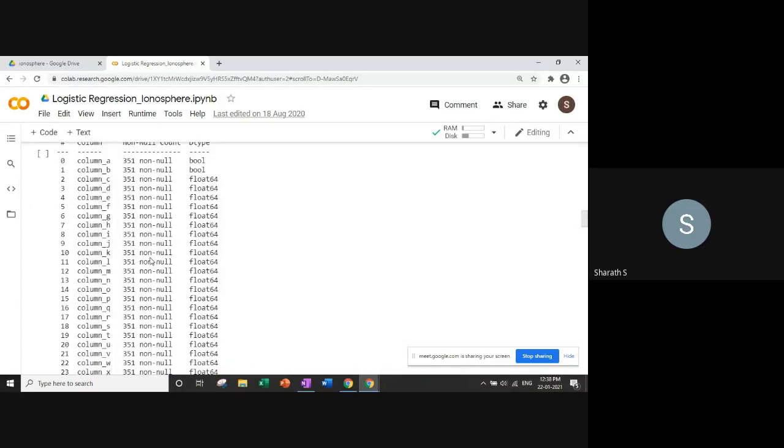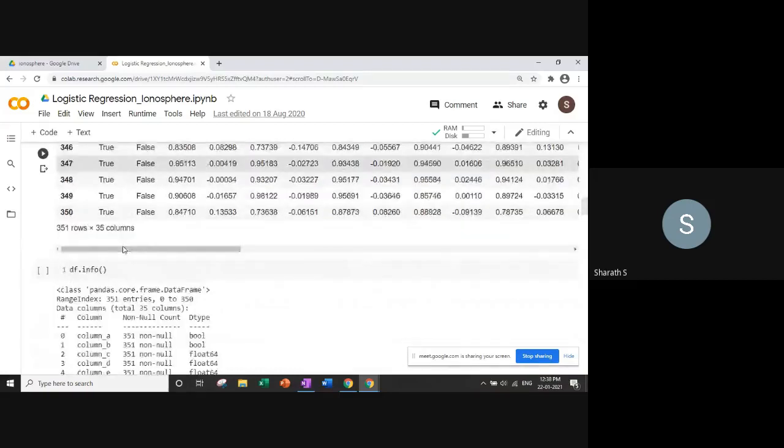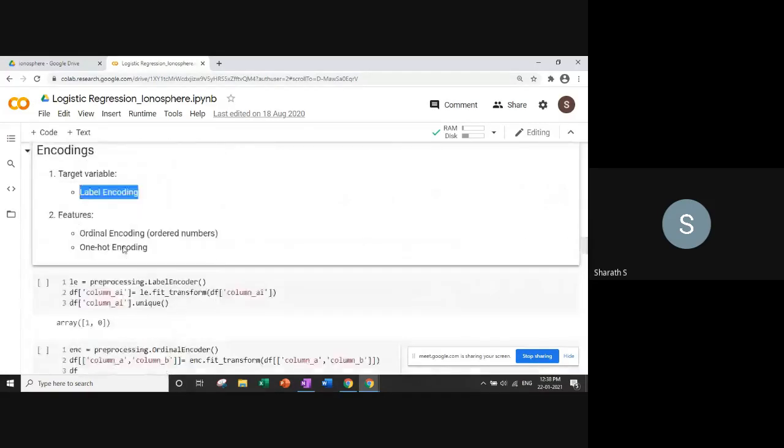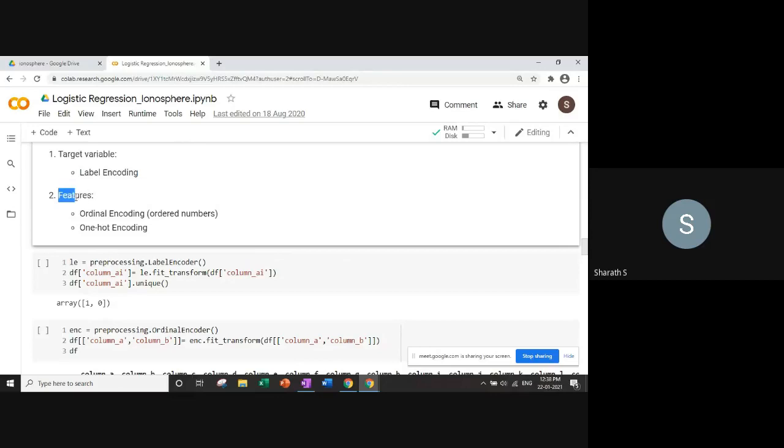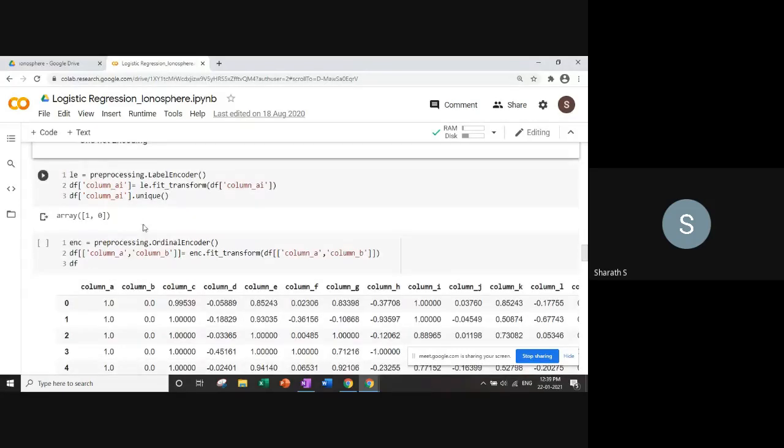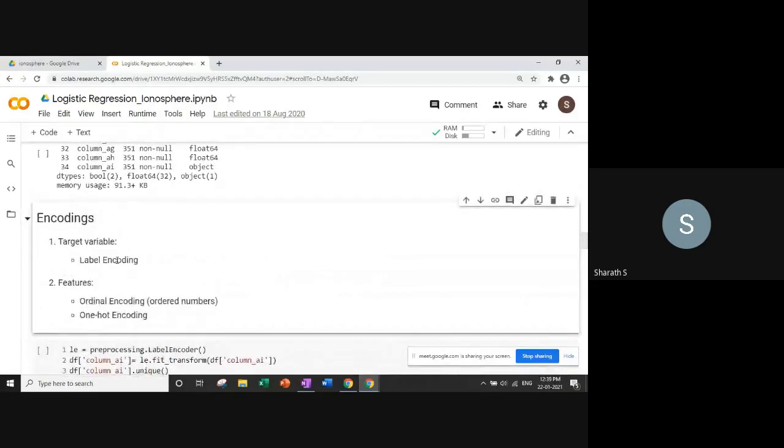And when you have X's which are non-numeric, then you call them features, and there are two methods for features. One is known as ordinal encoding, and another is known as one hot encoding. Okay, so we are going to use the label encoding.